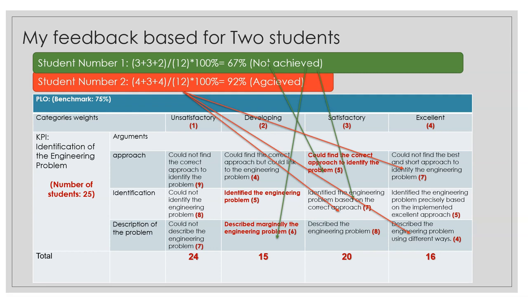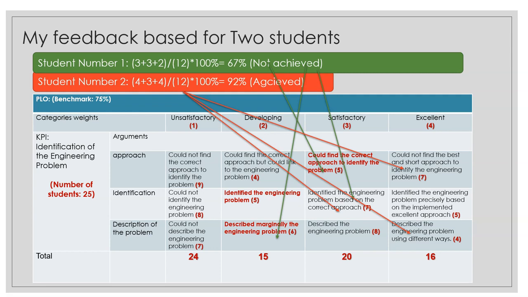So for student number one, we should give feedback from these 3 arguments. The feedback can be as follows: you could correctly find the approach and you could identify the engineering problem, but you need more skills and you need to enhance your performance regarding describing the engineering problem. You know the problem, but you need to read and write more about it. This is the description of the problem.